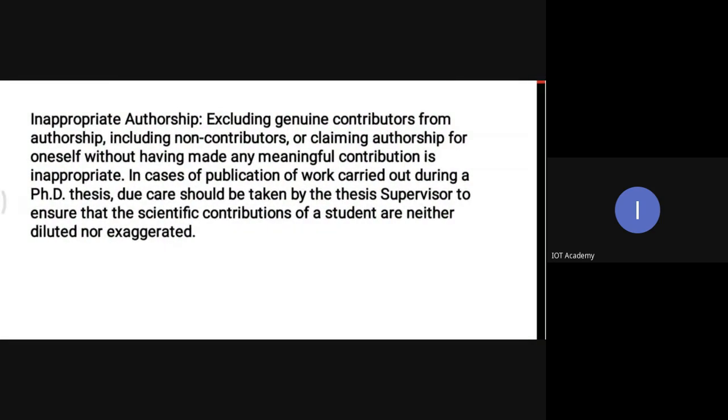No violation of law should be done. Then, inappropriate authorship: people who are actually the authors or the researchers, their names should be included. They should be given due respect. They should be acknowledged. If you're picking up any references, give them due respect. Basically, this is more the case in a PhD thesis, or in writing a book, and so on and so forth.